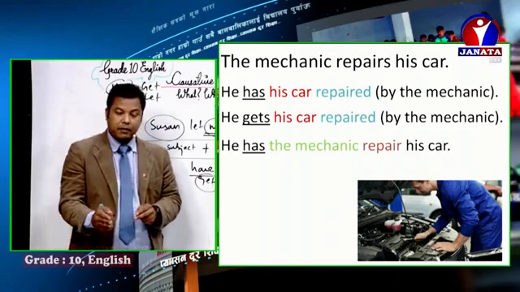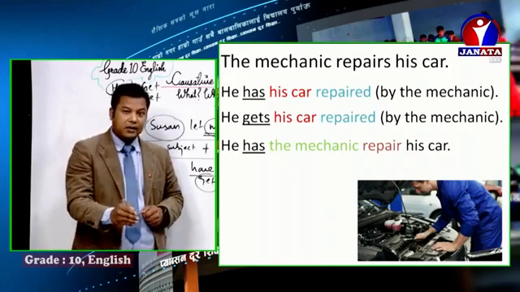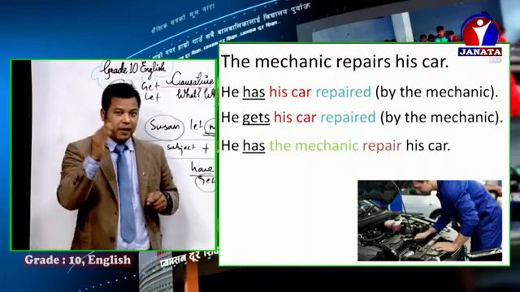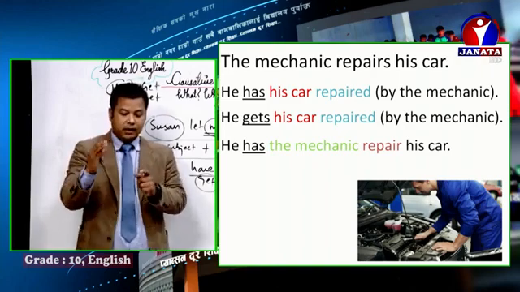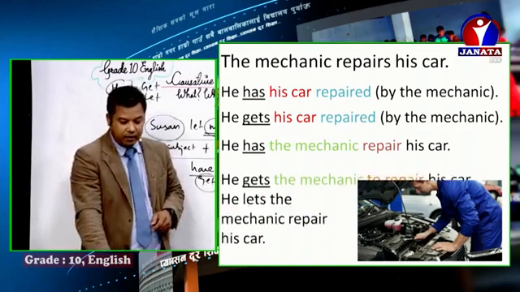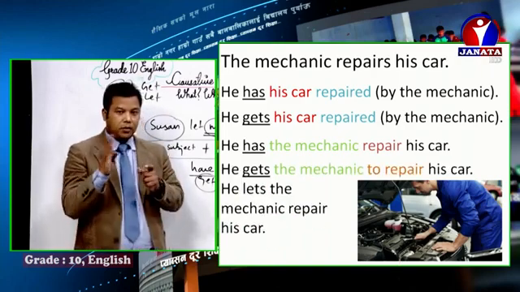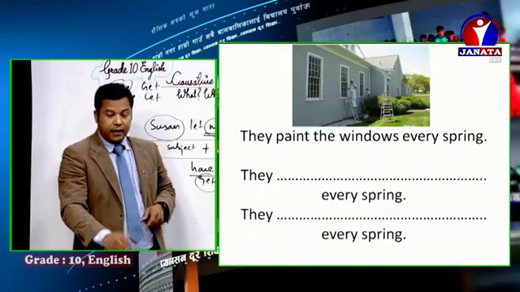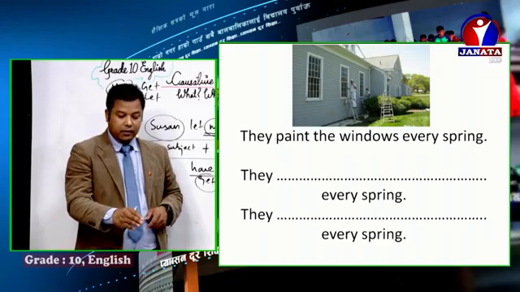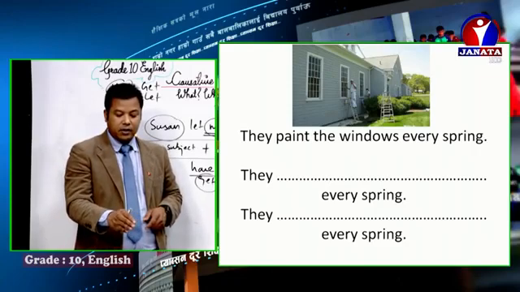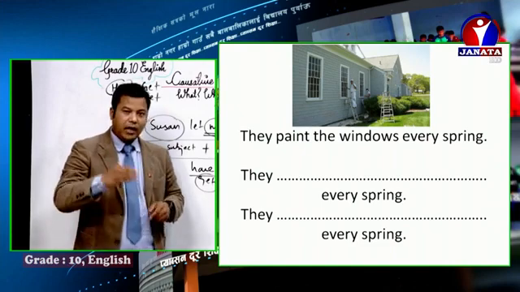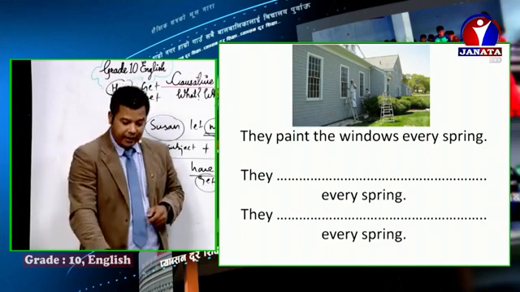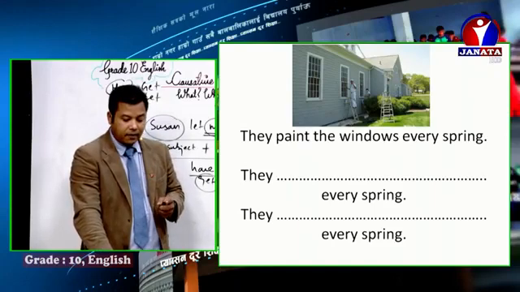Again, it becomes repair. Why? Because you have the causative has, and has belongs to the first figure I have taught you, bare infinitive, no to, directly verb 1, and that is repair. But if you use gets, then to plus verb 1, and that's how you get to repair his car. Now, a few more examples. They paint the windows every spring, and you have to use any suitable verb that you want and produce your correct answers.